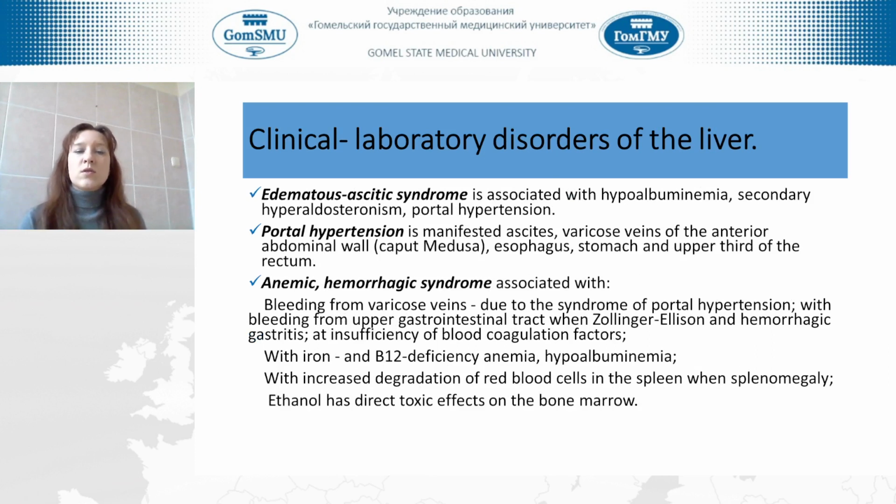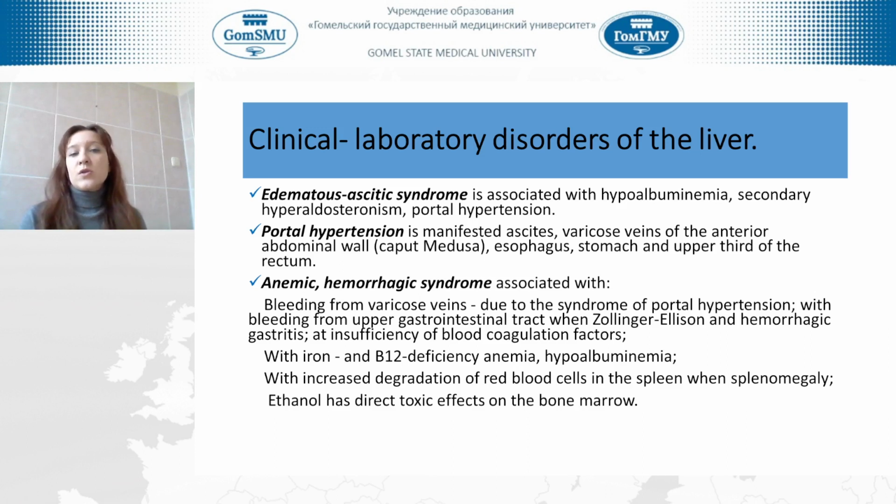Edematous ascitic syndrome is associated with hypoalbuminemia, secondary hyperaldosteronism, and portal hypertension. Portal hypertension manifests as ascites, varicose veins of the anterior abdominal wall, esophagus, stomach, and upper third of the rectum. Anemic and hemorrhagic syndrome is associated with bleeding from varicose veins due to portal hypertension, with bleeding from the upper intestinal tract, as in Zollinger-Ellison syndrome, and hemorrhagic gastritis.